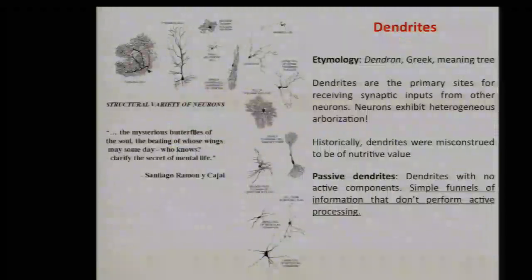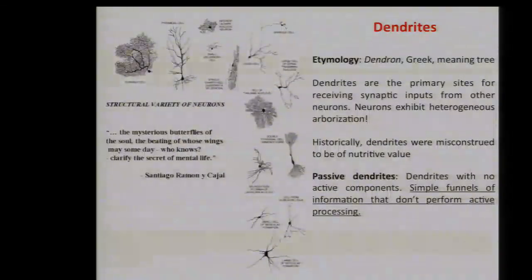The idea was that a single neuron will get around 10 to 20,000 inputs, and you can't accommodate all of them onto the cell body. So you need more surface area for accommodating these different inputs coming onto this particular structure, and therefore you need this dendritic arborization. So they were thought to be simple funnels of information, and they don't do any active processing in those structures.